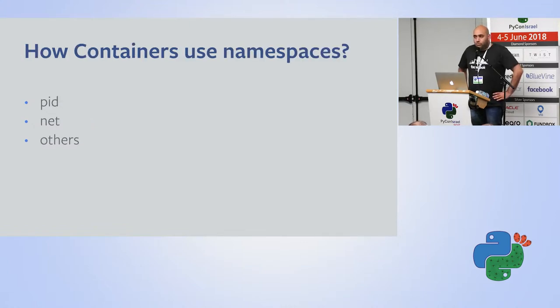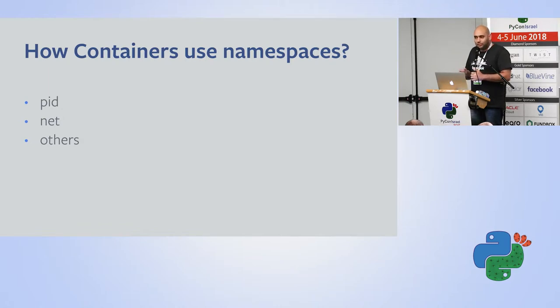So how do containers use namespaces? If we take Docker, for example, when you run a Docker container and you run ps inside a container, you can't see processes from outside this container. So if you have two Docker containers running and you run ps in one of them, you won't see processes from the other. That's the PID namespace. PID as in process ID, the ID that every process on Unix has.